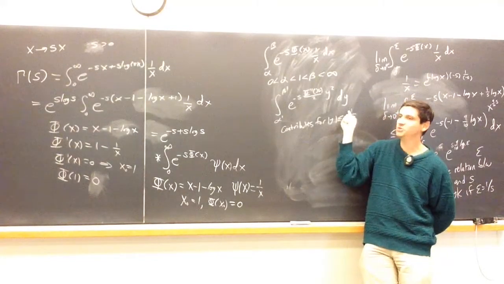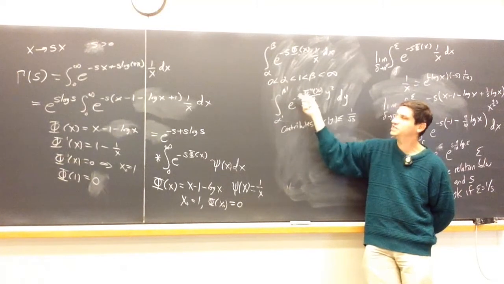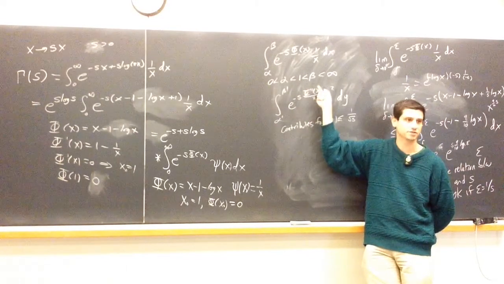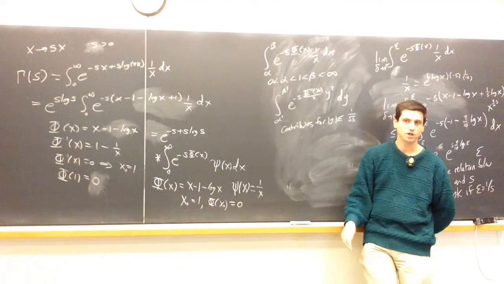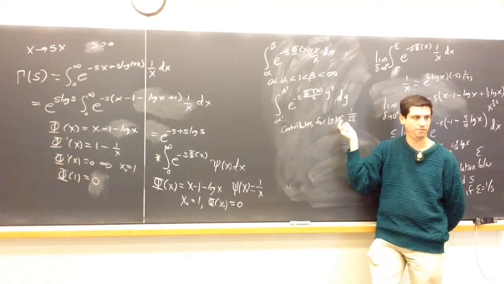Once y starts getting a little bit larger, if it was log s over square root of s, then this would look like e to the negative constant times log of s. Negligible. So you expect contributions for y up to about 1 over square root of s.